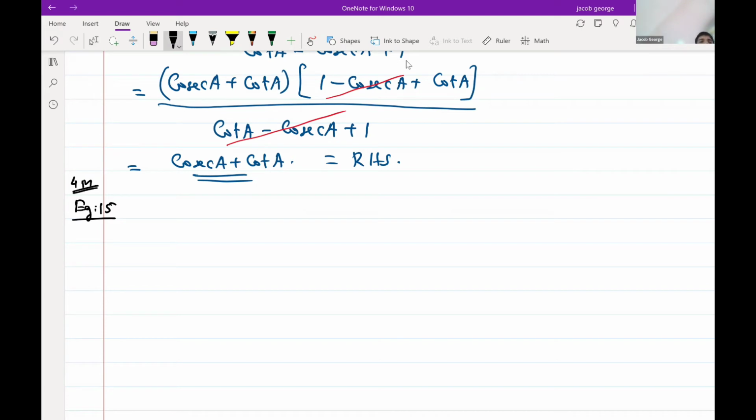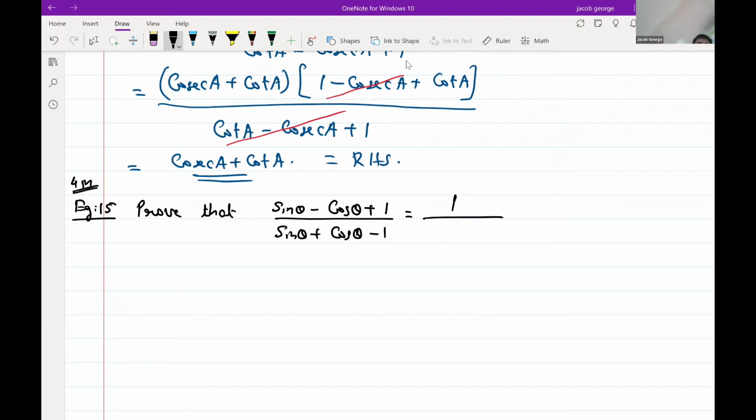Prove that sin theta minus cos theta plus 1 whole divided by sin theta plus cos theta minus 1 is equal to 1 by sec theta minus tan theta.